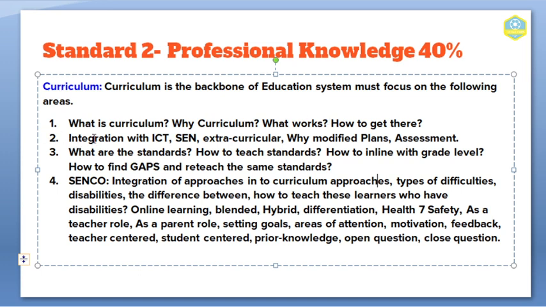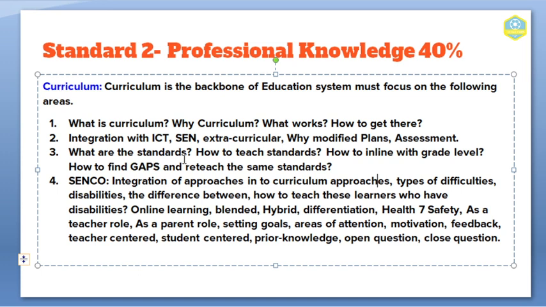Second thing, as I have mentioned, integration. I'm just putting some examples: ICT, SEND, extracurricular activities, and why modified plans, why we need the modified plan. Is there assessment in the curriculum or not? What type of assessment is mentioned? So this is the second component of the curriculum.